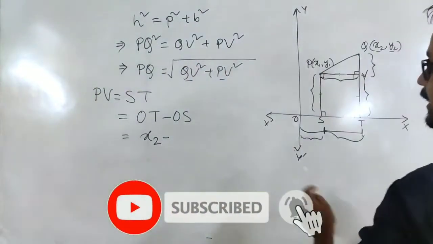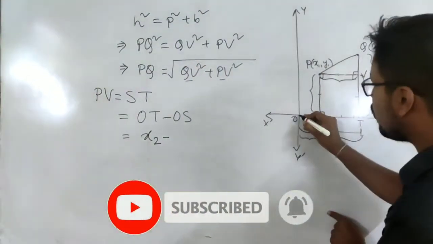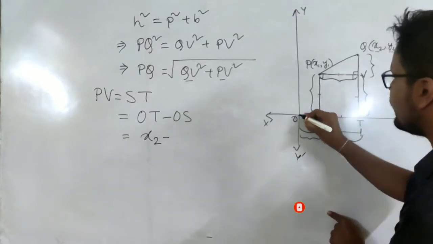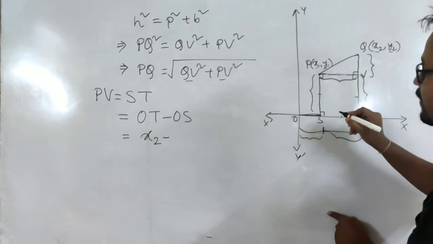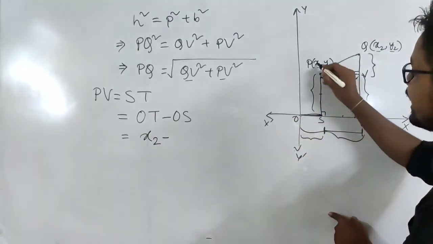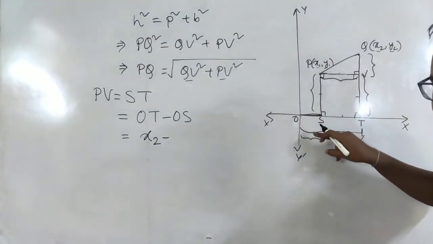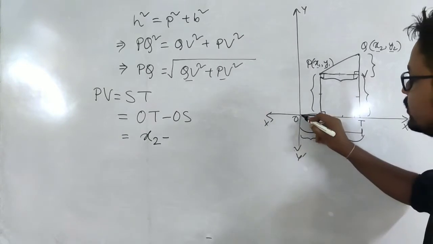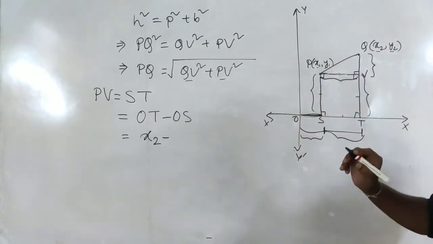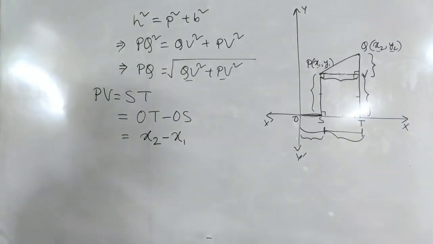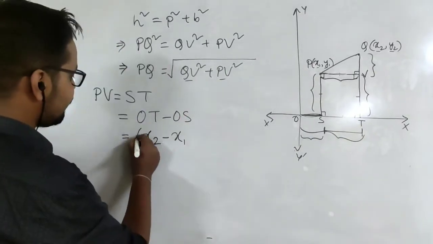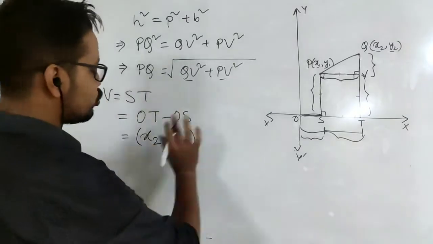Hope that is clear. Now what is OS? OS means O to S. Now what is this O to S value? You have to go up to see the coordinate. It is x1 and y1. That means this value is x1. This is the x coordinate, right? We are moving along the x-axis. This will be the x coordinate and it is x1. So this is x2 minus x1. I hope you get the point. So we have found out PV. PV is x2 minus x1.